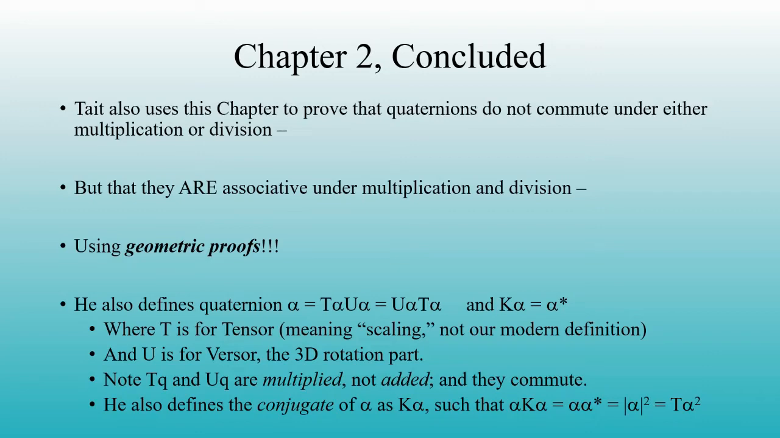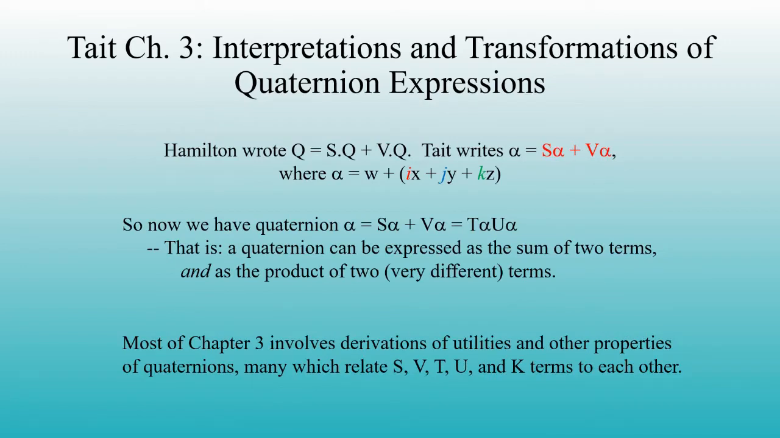Okay, as I said, here there be dragons. Chapter 3 introduces several new quaternion operations to the reader. Two of these we have seen before, S alpha and V alpha, the scalar and the vector components of the expression alpha equals w plus ix plus jy plus kz, which we saw in several earlier episodes. What Tait immediately points out is that we now have two ways to break up a quaternion into two parts, S and V, which are added, and T and U, which are multiplied.